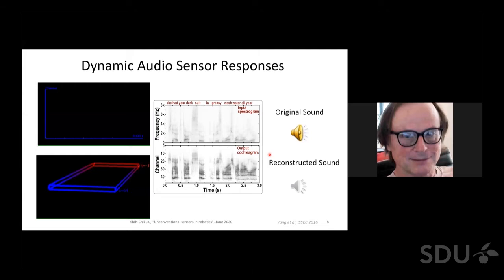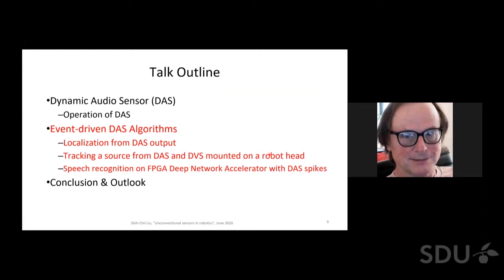Okay, all right, great. Okay, so next I talk about some of the event-driven DAS algorithms that we've developed. So we're going to go through the localization algorithm, tracking the sound source, and then the speech recognition algorithm.